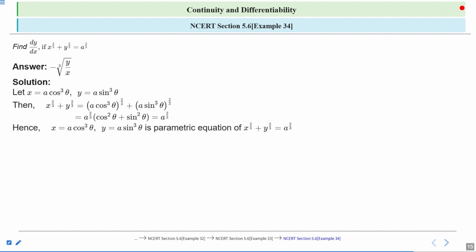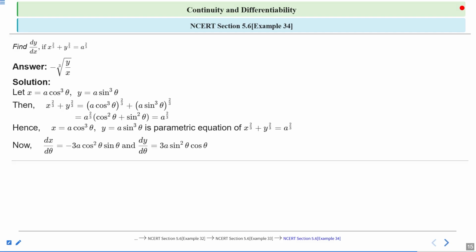Hence, x is equal to a cos cube theta and y is equal to a sine cube theta is the parametric equation of x to the power 2 by 3 plus y to the power 2 by 3 is equal to a to the power 2 by 3. Now, dx by d theta will be equal to minus 3a cos square theta into sine theta, and dy by d theta will be equal to 3a sine square theta into cos theta.